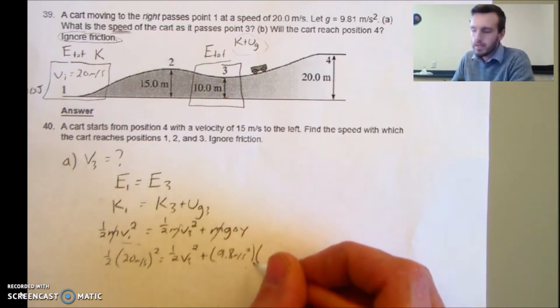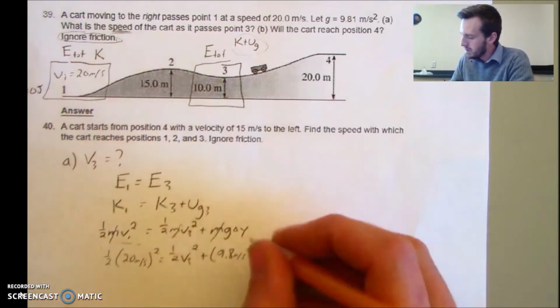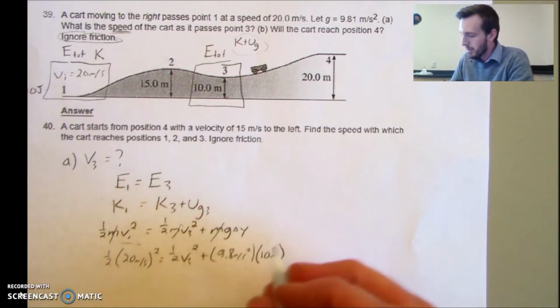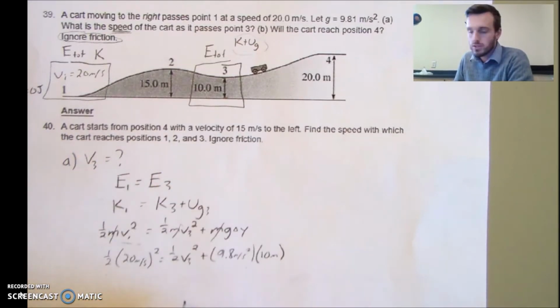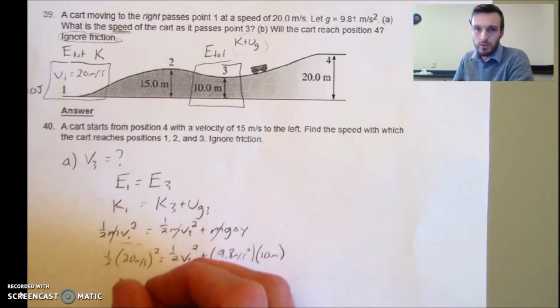And our change in y, as you can see from the diagram, we started at a height of 0. We're now at a height of 10. So I'll go ahead and plug in 10 meters there. All right, so now the rest is just algebra, which is kind of the boring part. But if you can set this problem up in the correct fashion, as we see here, then you'll be in good shape to continue forward. So I'll fast forward some of the algebra for you here.